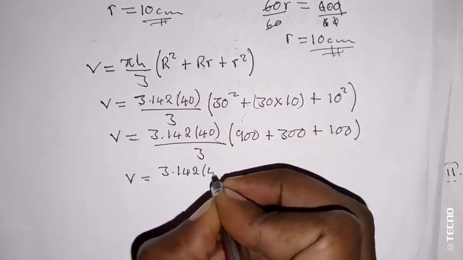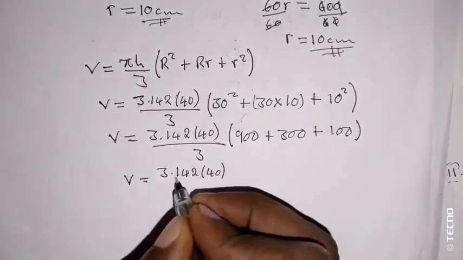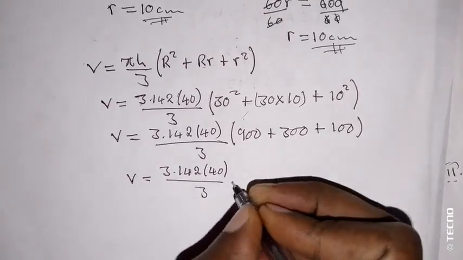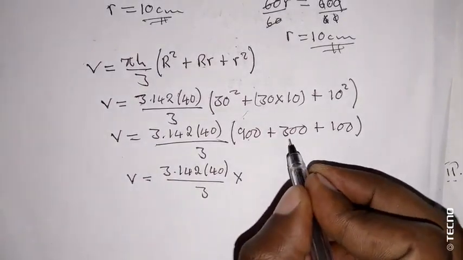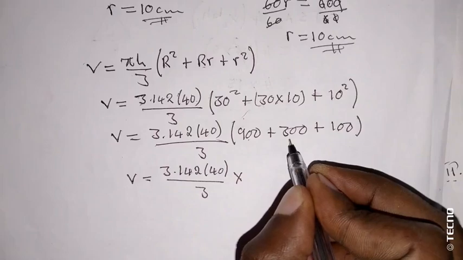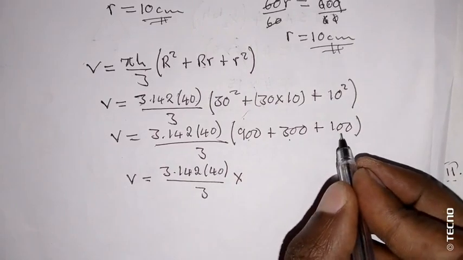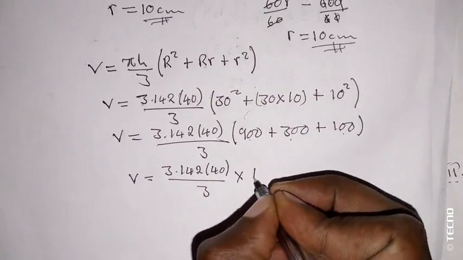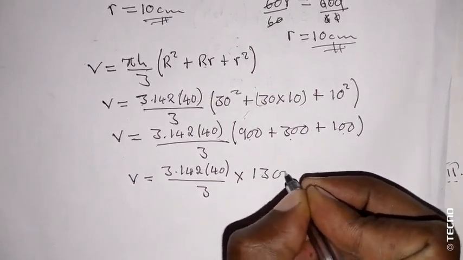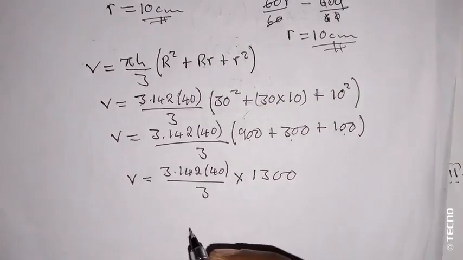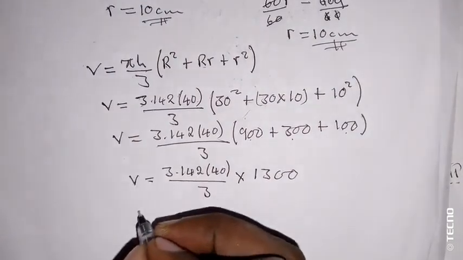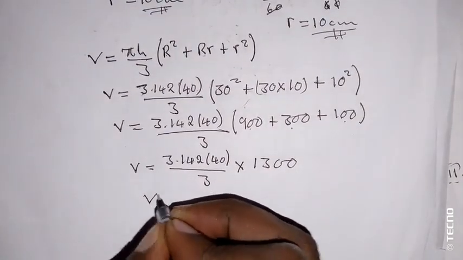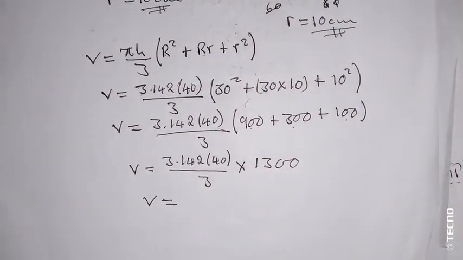So we're going to have V is equal to 3.142 by 40, then over 3, then times, when you add this and this, 1200 plus this one, 1300. So here we're going to have 1300. This is what we are going to have. Then you can compute this on your calculator. What value are you going to get?